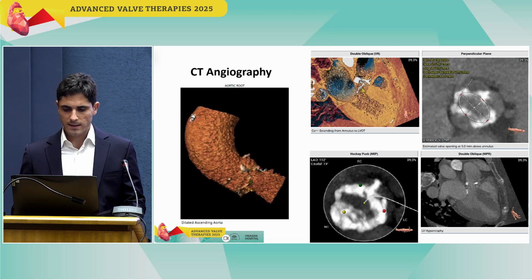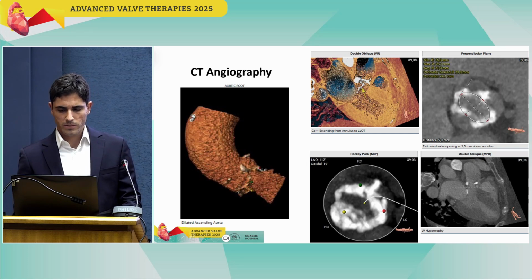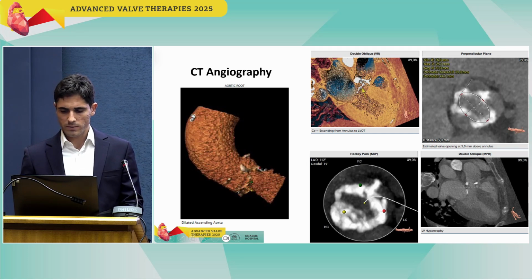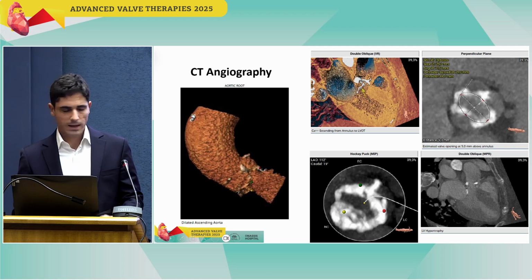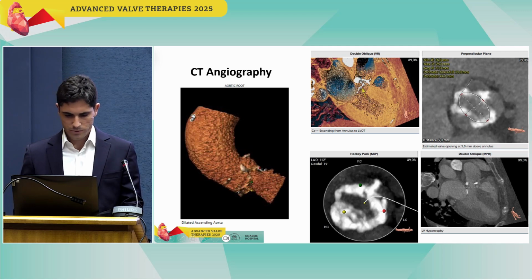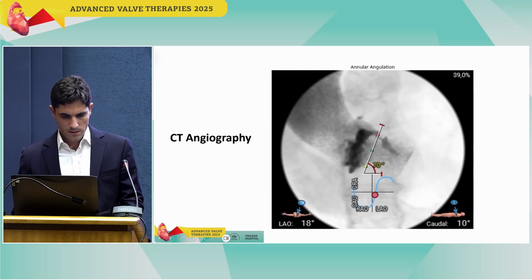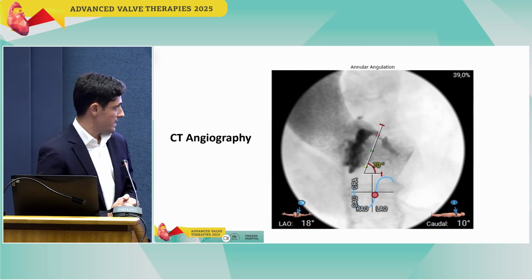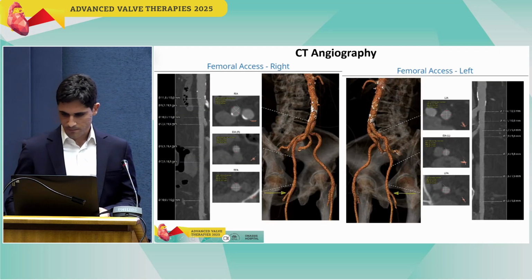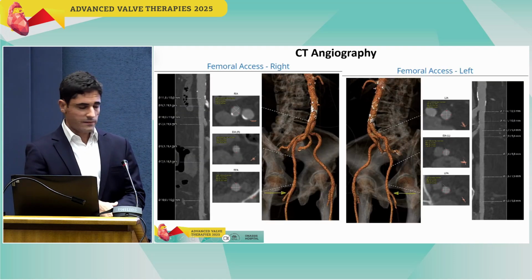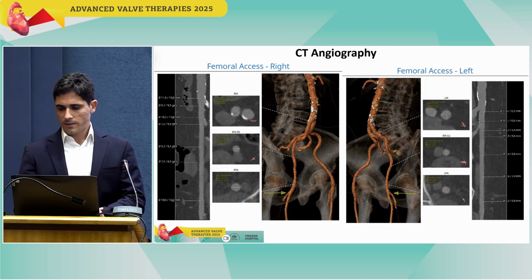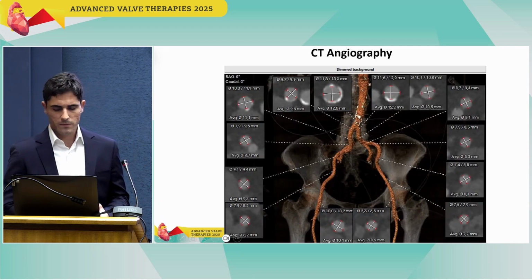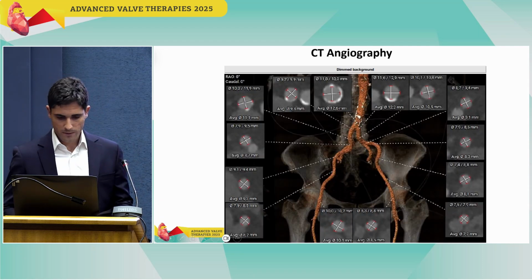Furthermore, we can see a dilated ascending aorta, the calcium extending from the annulus to the LVOT, and a calcified hypertrophic aortic annulus. As we can see, the angle is 70 degrees. There's absence of severe peripheral artery disease, with some tortuosity, though, in the femoral arteries.